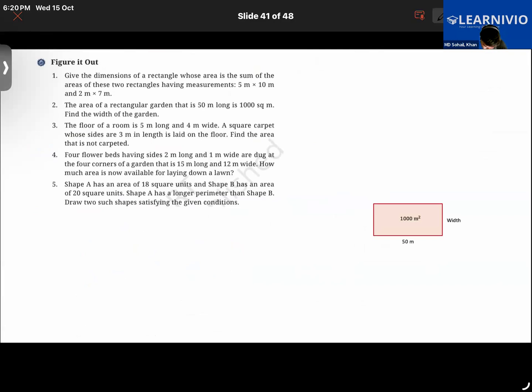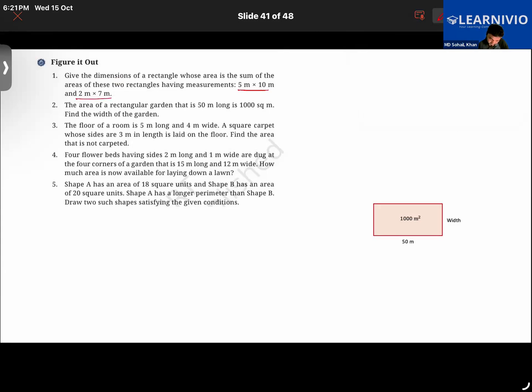Look at the first question. It says, give the dimensions of a rectangle whose area is the sum of the areas of these two rectangles having measurements 5 meter into 2 meter and 2 meter into 7 meter. So we need to find the sum of the area of the two rectangles here.